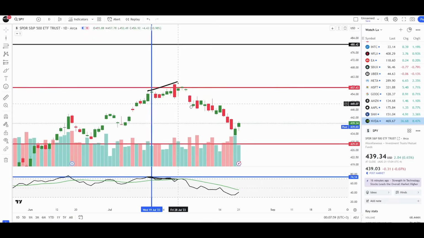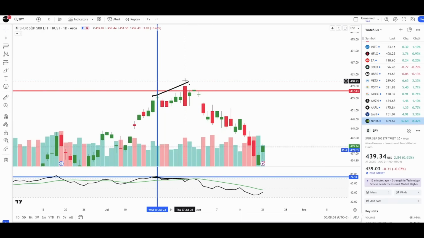Bearish engulfing candle. Okay, so we analyze the candlestick structure at this key level. We're seeing bearish engulfing. A bearish engulfing candle is the candle that opens above the closing price of the previous candle, and it closes below the entirety of that candle. So it engulfs the entire candle.